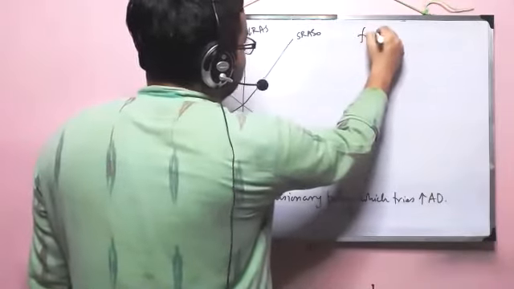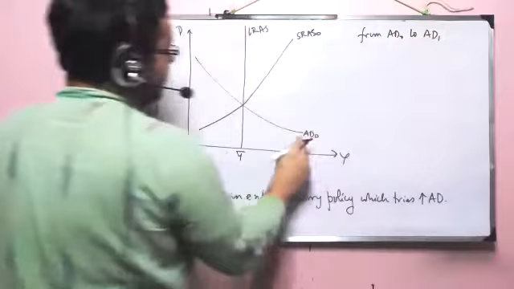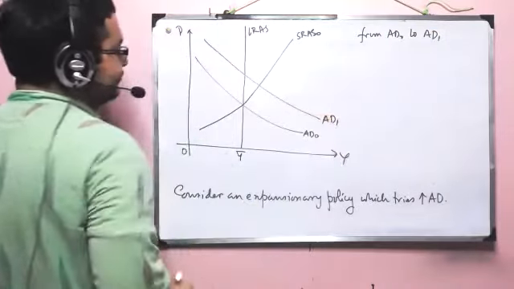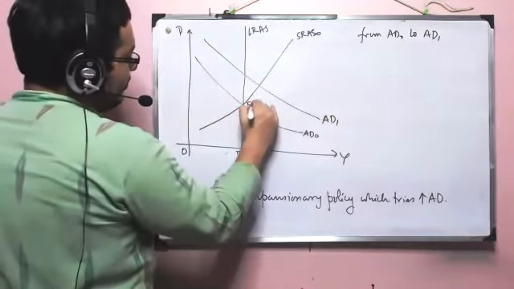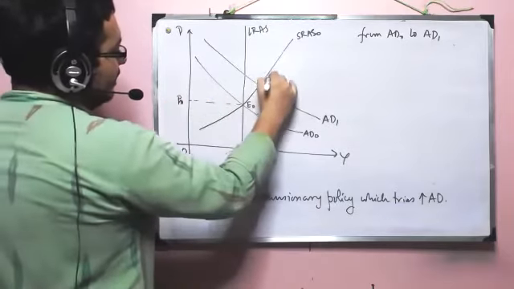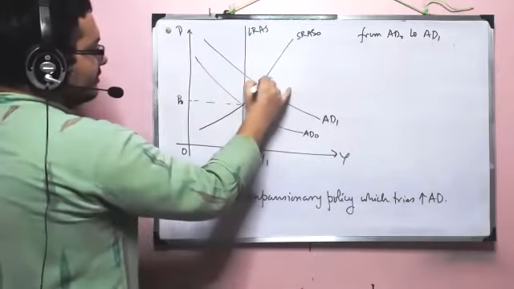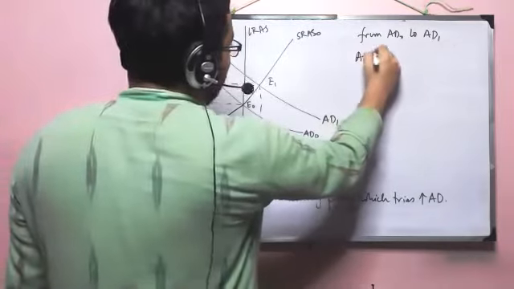So from AD naught to AD1. This is our AD naught, there will be a shift and we reach AD1. So from E naught, where corresponding to Y bar the price was P naught, we move to a point like E1 in the short run. All of this we know, right? Y1 and P1. Now, what happens at E1?